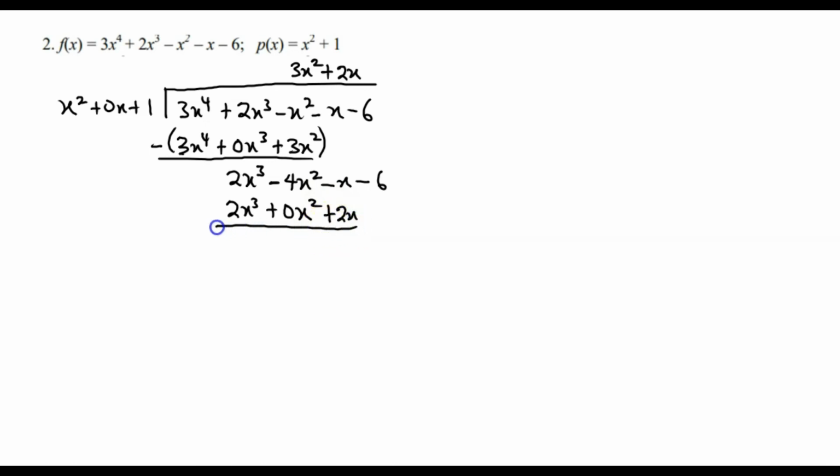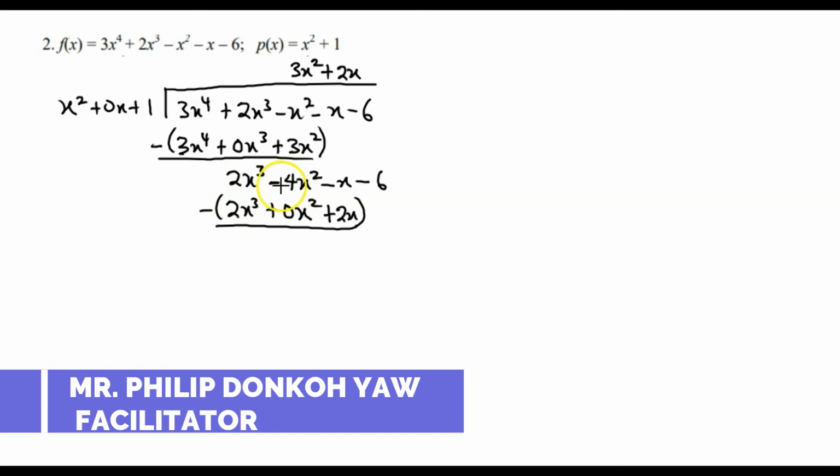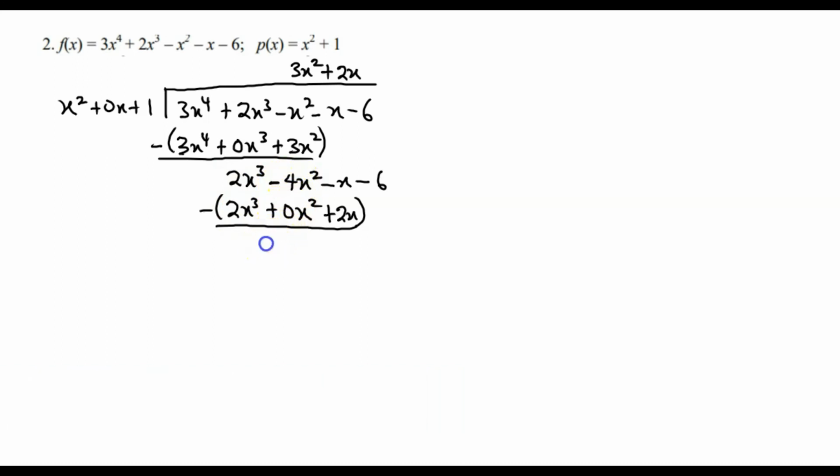At this moment, we subtract once again, and in subtraction, we'll have 0 for the first term, and then the next term will give us negative 4x squared, and then we'll have minus 3x. Then we push down the minus 6.